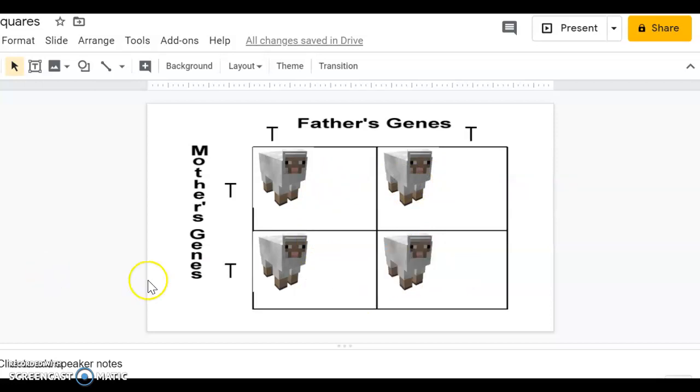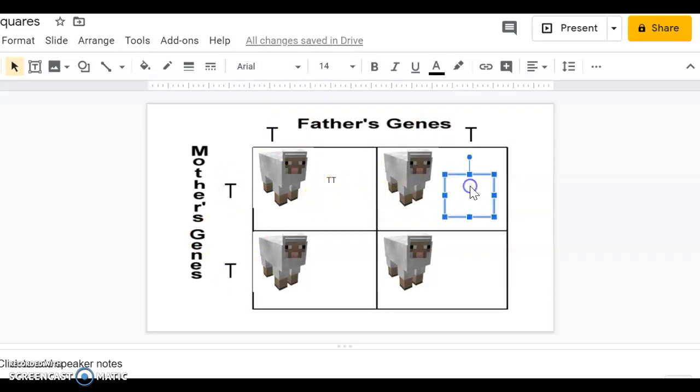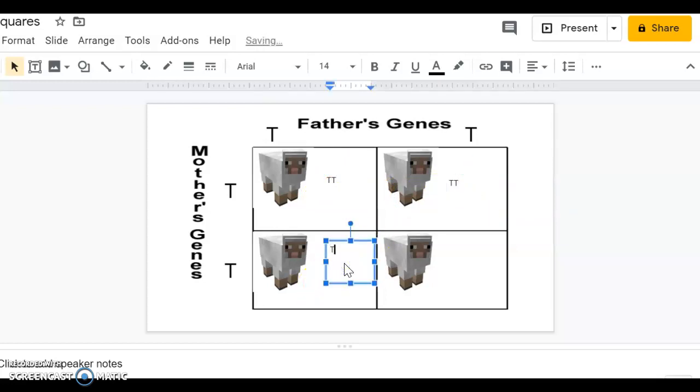Last, the mom and the dad both have alleles for big T, big T, big T, big T. So each one is going to be big T, big T. So we get 4 white sheep.